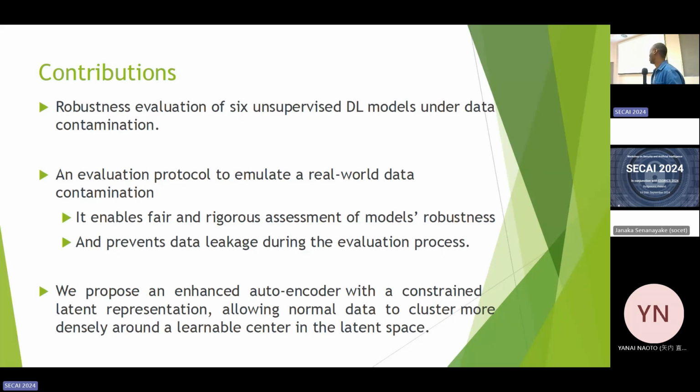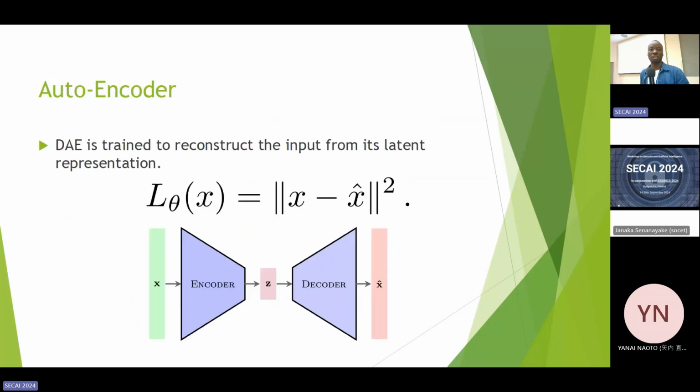And we also propose a way to improve the autoencoder, which is one of the most used deep learning based anomaly detection models, by adding a constraint in the way it's trained. I will just talk about it in the next slide.